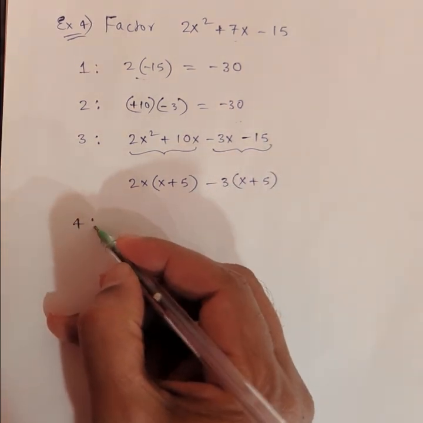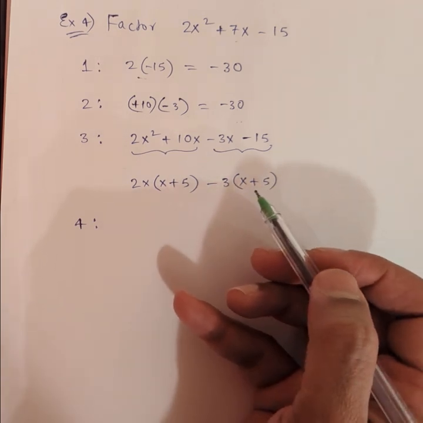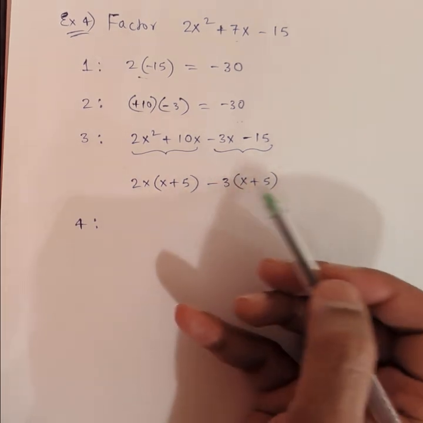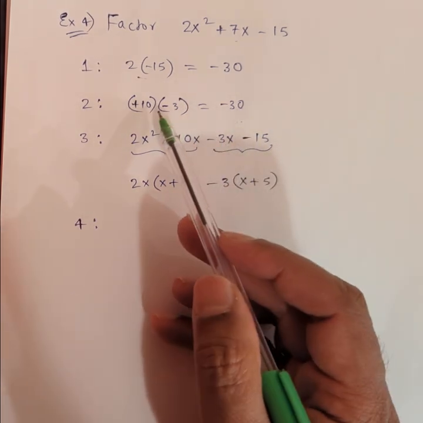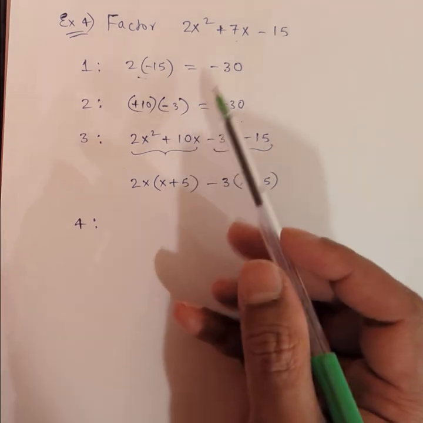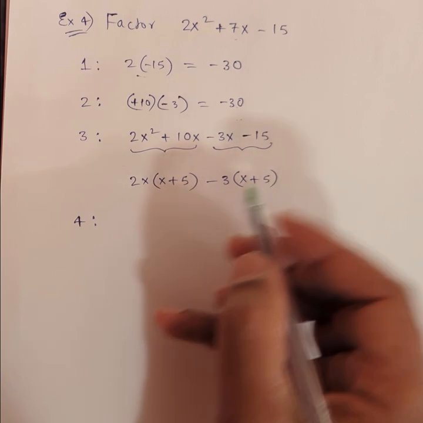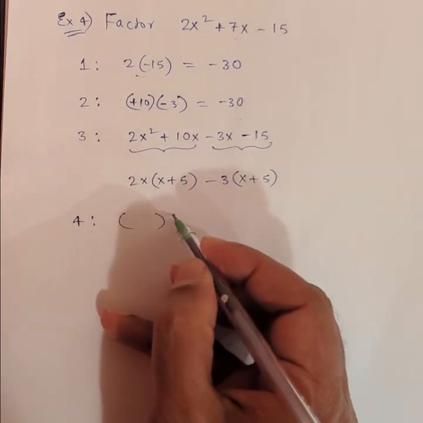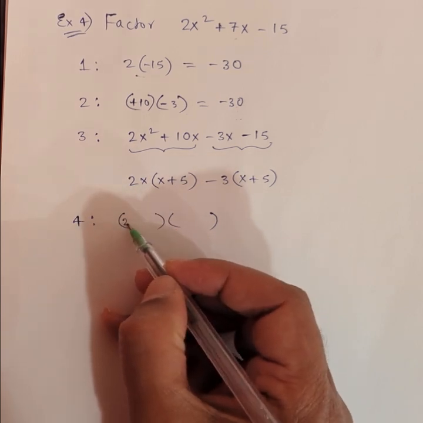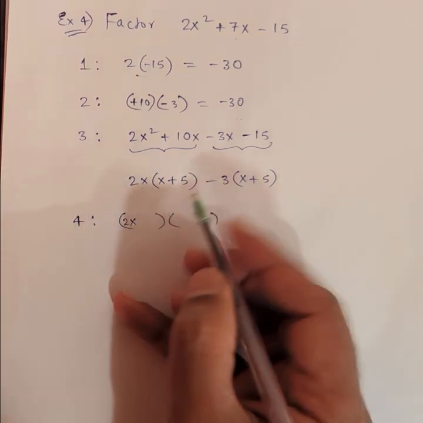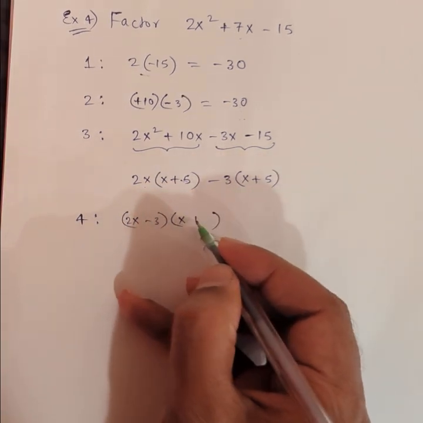So if you are getting the same quantity inside the parentheses, then what you did is right. But if you are getting different quantities, then you'll have to check. So this kind of splitting might not have been right. Now, finally, I can write down my factors. The first factor, I want to write what's outside, so 2x minus 3. And the second factor is what's inside, which is x plus 5.